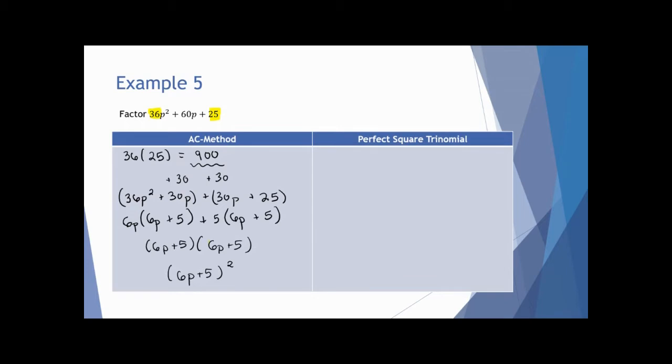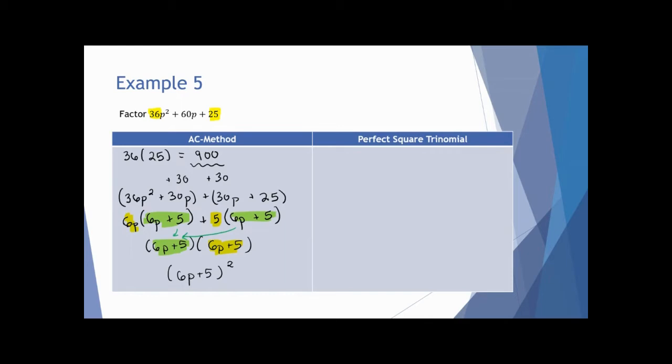And just for clarification, the second 6p plus 5 is coming from what I've highlighted in yellow. The first 6p plus 5 is coming from the fact that the sets of parentheses match. So they're identical, but they're coming from different parts of the previous step. It's a little easier to understand the AC method when they're not identical like this.